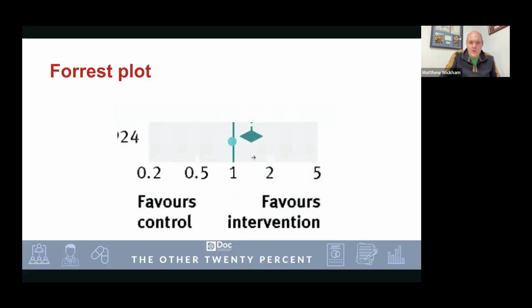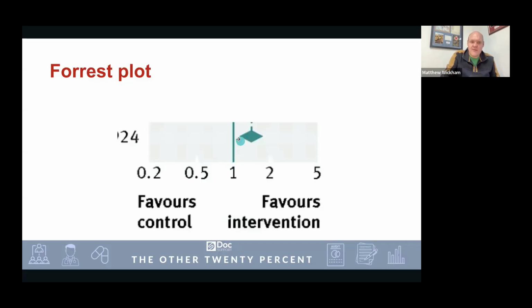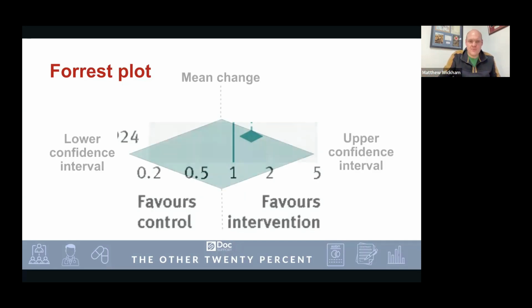Your next bit is you've got this black diamond. That represents the overall, like, average results from the study itself, okay? And you can see here that the top of the diamond stands for your mean change, okay? So where has it gone? And then you've got your upper and lower confidence intervals by the point of the diamond. Now, already, if the upper or lower confidence interval does not touch that line of no effect, okay, then you know it's significant. As soon as it touches it, regardless of what the result is, it is not statistically significant.